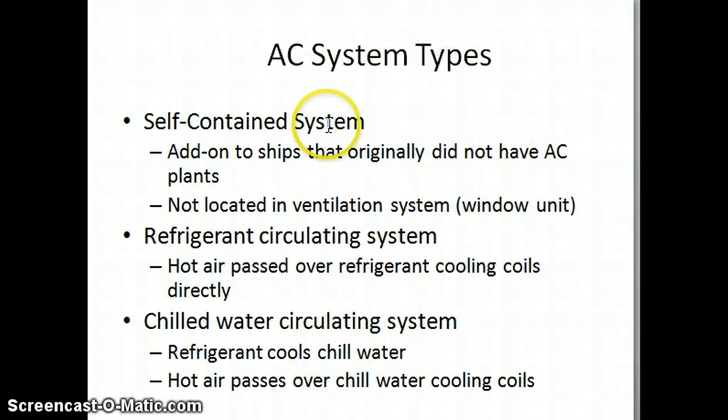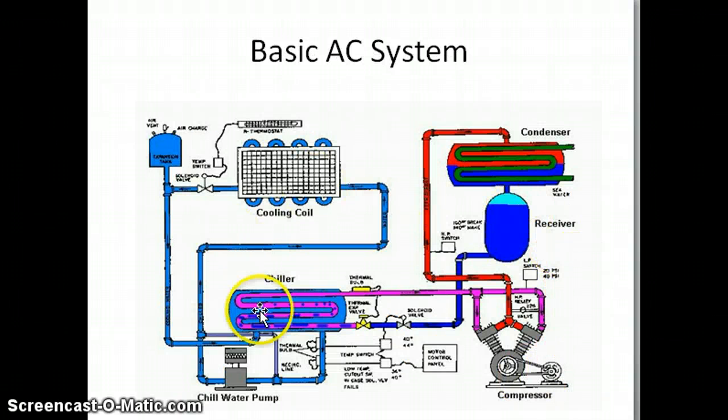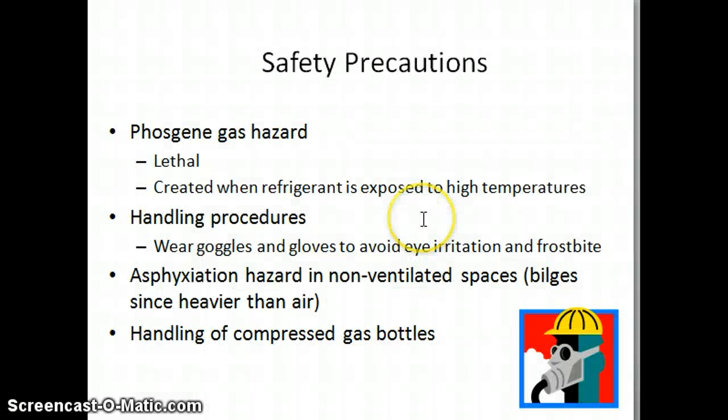First, the self-contained system, added to a ship that originally did not have an air conditioning plant. Second, the refrigerant circulating system, in which hot air passes directly over refrigerant cooling coils. Third, the chilled water circulating system, where the refrigerant cools chilled water and hot air passes over chilled water cooling coils. This is the basic layout of the air conditioning system. As we discussed, this is the condenser, and from the condenser the refrigerant goes to the receiver, then to the chiller through the expansion valve. Again the circulation takes place.